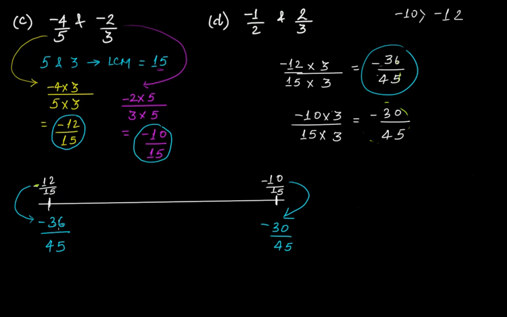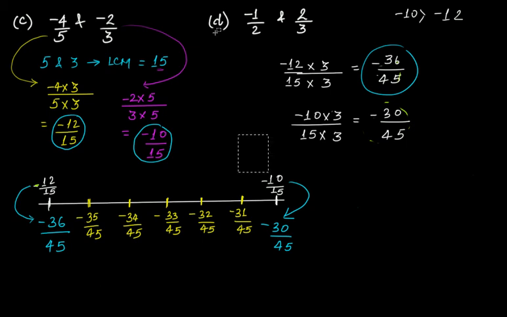Now focus on the numerators. So you will find what? Let's take a different color. Here comes minus 31 over 45, then comes minus 32 over 45, then comes minus 33 over 45, then comes minus 34 over 45, and then comes minus 35 over 45. So 1, 2, 3, 4 and 5. We have these 5 rational numbers. Okay, let's take this one.